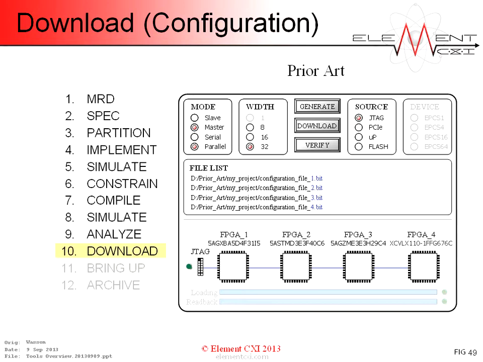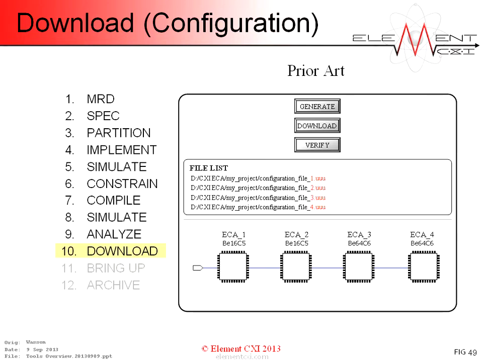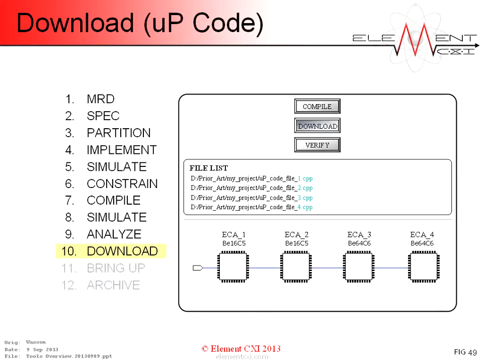By contrast, the CXI ECA has no mode, width, source, or device choices to make, since configuration is simply another message file transfer. And this is one reason why, unlike FPGAs, ECAs are actually in-field, dynamically, and partially reconfigurable. Analogously, microprocessor code must be compiled, downloaded, and optionally verified.